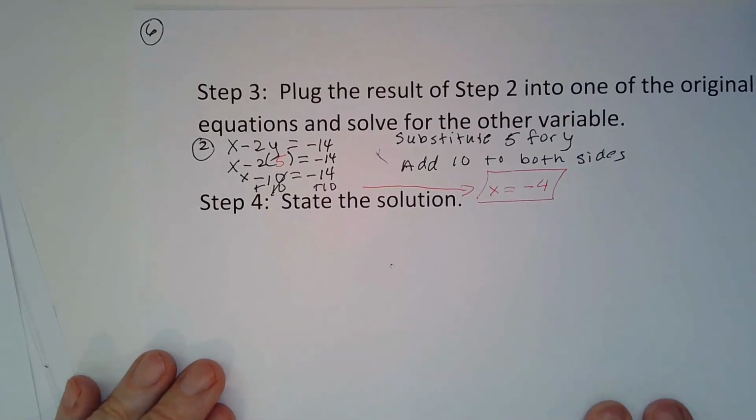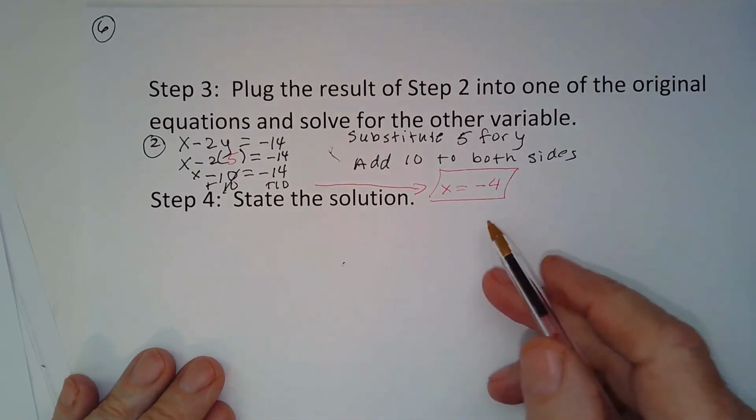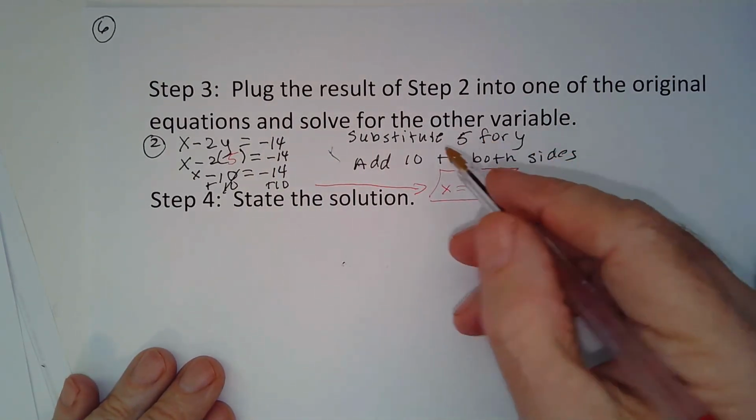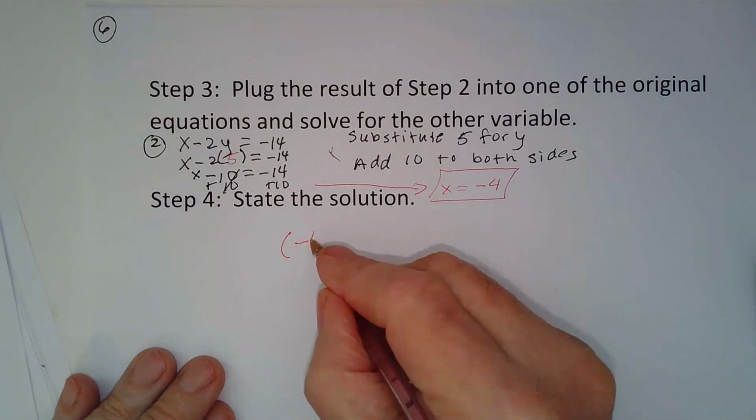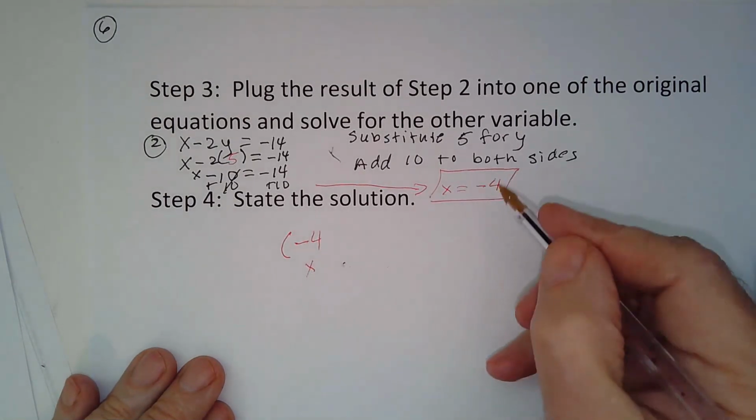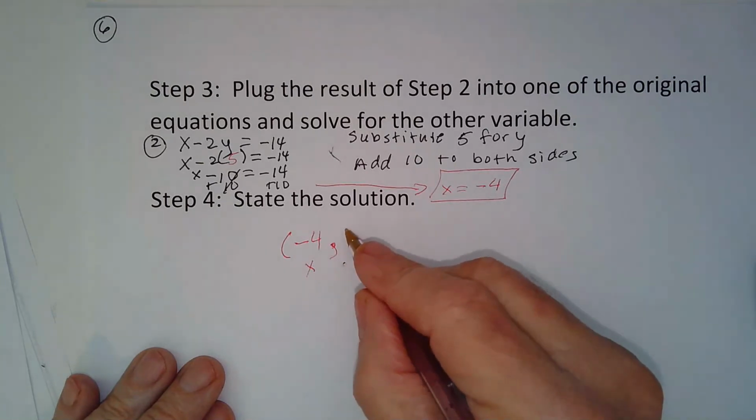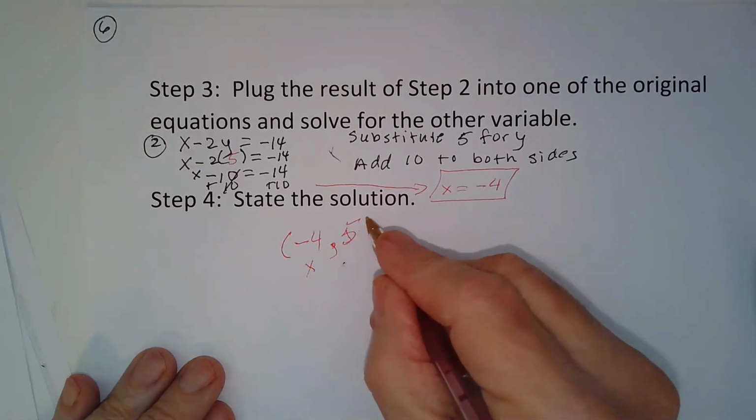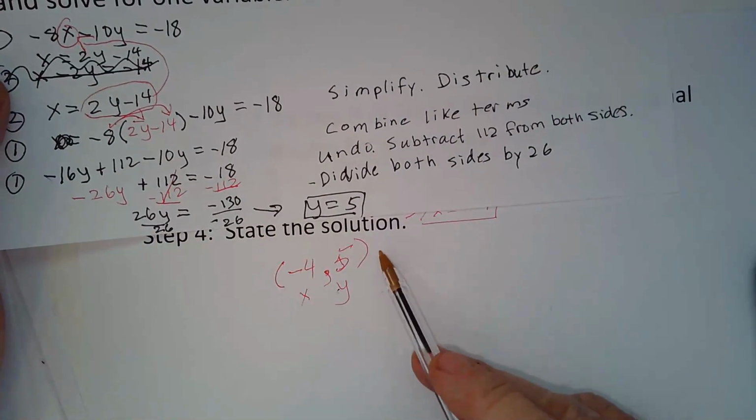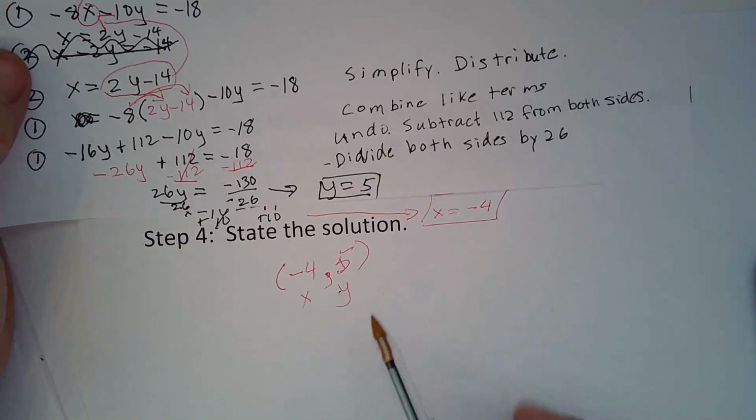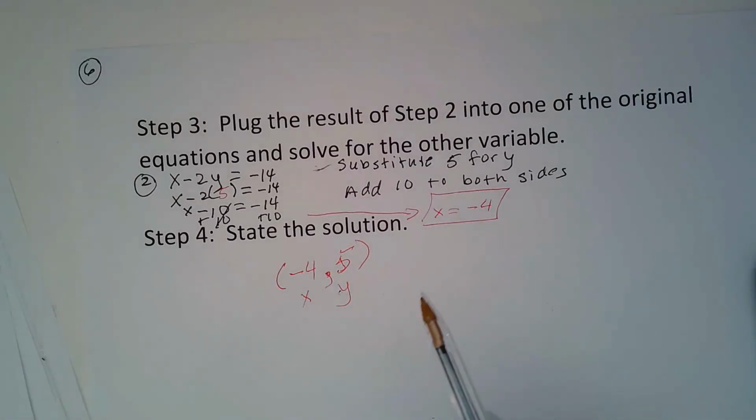Okay. All right. So now we have what x equals, and we also have what y equals. We said y equals 5. So our solution is x equals negative 4 and y equals 5. Okay. So we've got it all down, and we're done.